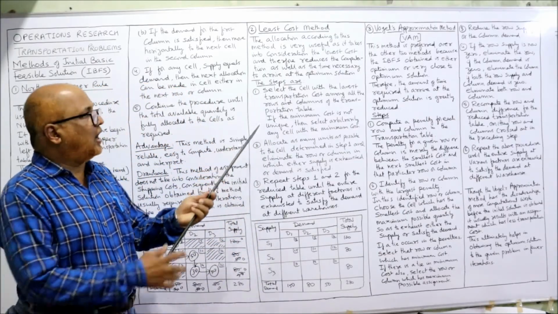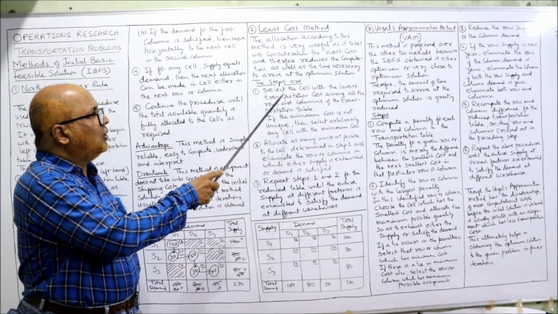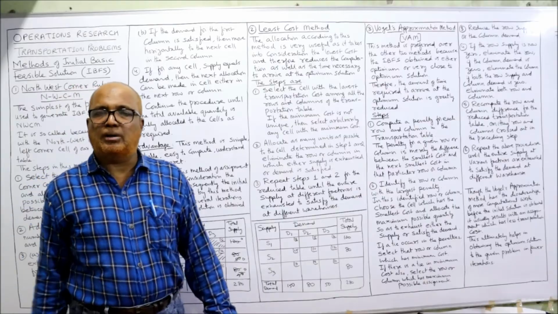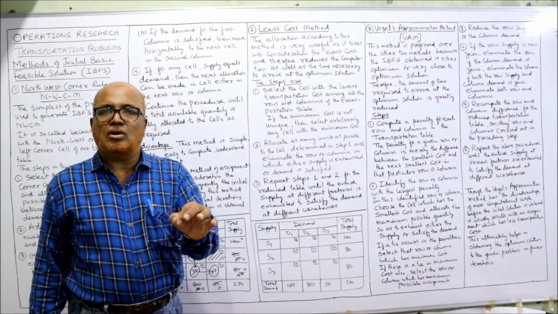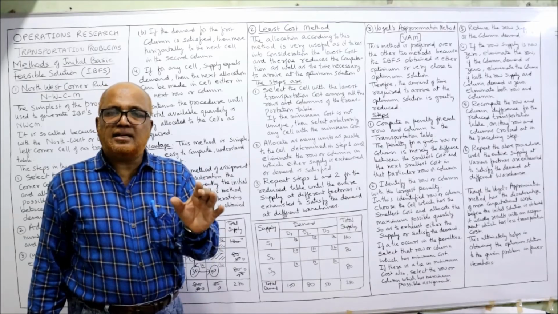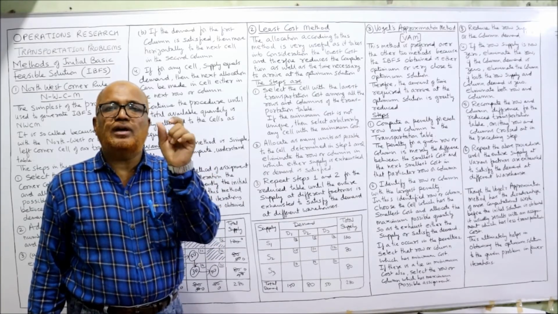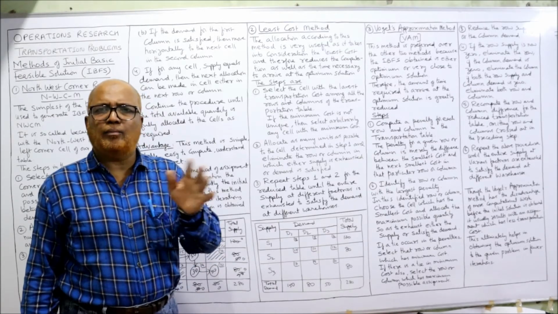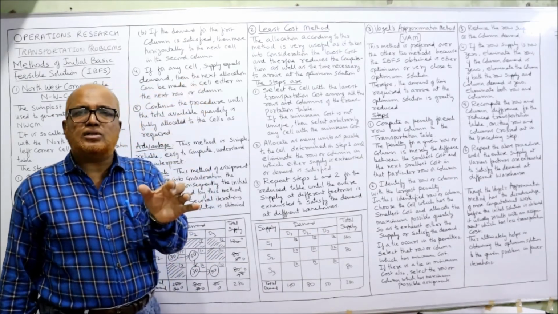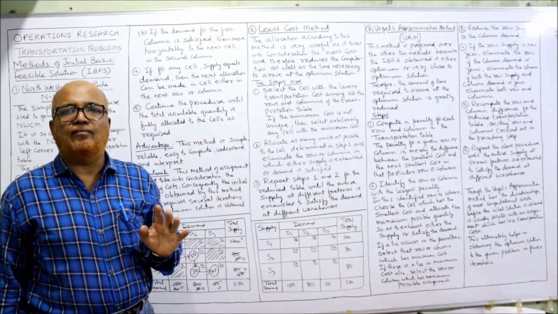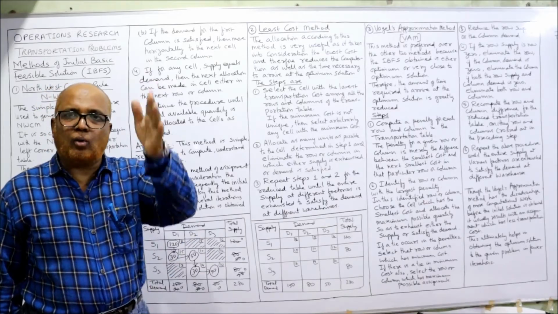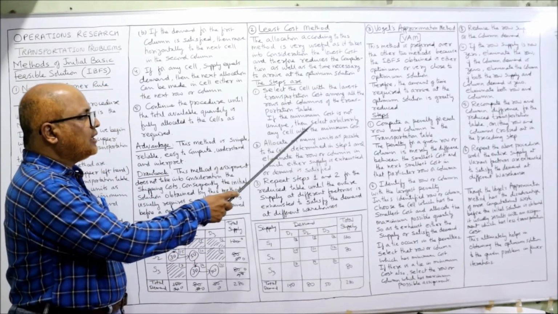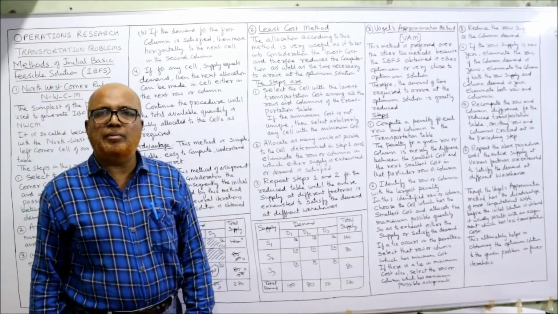The steps involved are: select the cell with the lowest transportation cost among the rows and columns of the transportation table. In this least cost method, select the cell in which we have the lowest cost in any row or any column. Forget about row and column. Wherever the least cost is there, that we will allocate first, to the minimum of row total and column total. Then if the minimum cost is not unique, select arbitrarily any cell with the minimum cost.